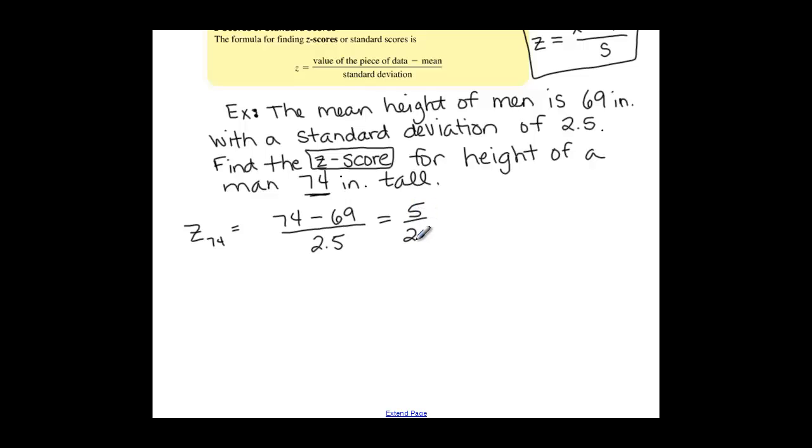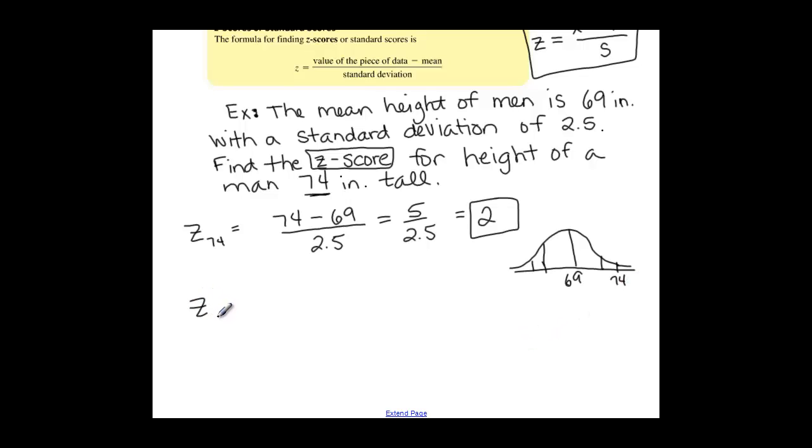That would be 5 divided by 2.5, which gives me 2. So I get a z-score of 2, and what that means is that this piece of data falls 2 standard deviations above the mean. From our normal curve that we saw before, the mean was 69, so 2 standard deviations above the mean would be this 74. I could draw that a little bit better.